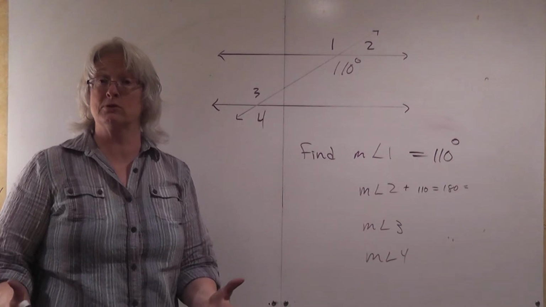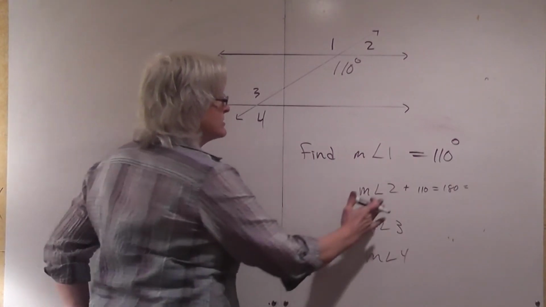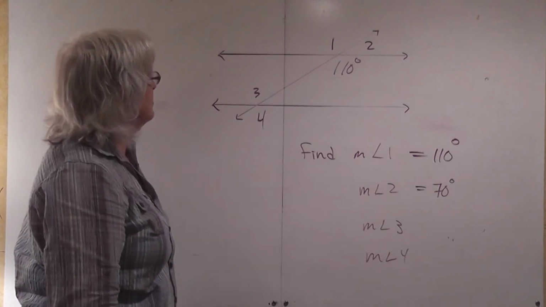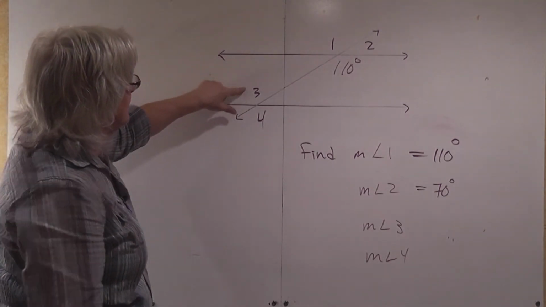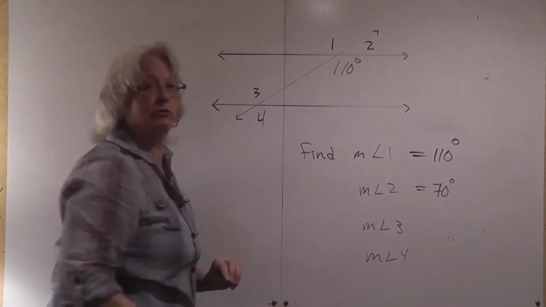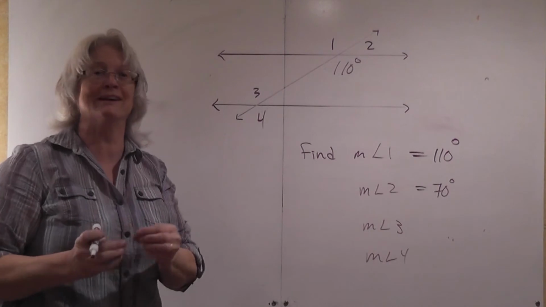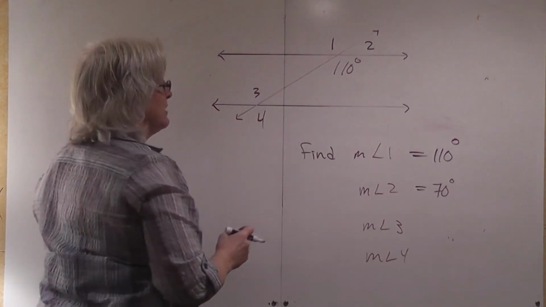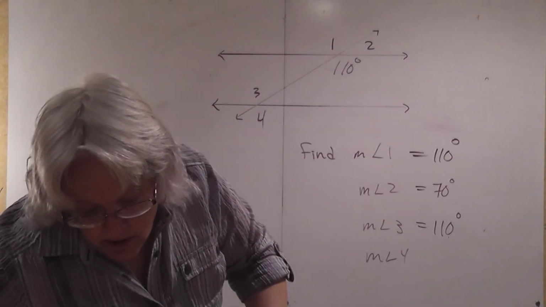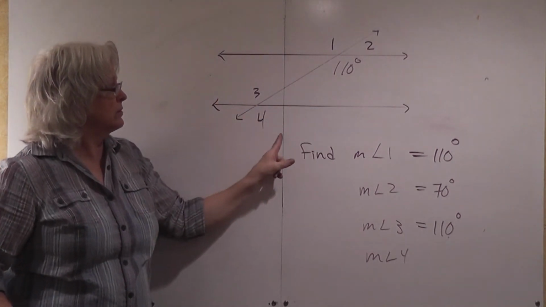So what does that tell us? That the measure of angle 2 has to be equal to? Well, you can calculate it if you need to, subtract 110 from both sides. But you see that the measure of angle 2 is 70 degrees. Now, what do we know about angle 3? Okay, well, we can say angle 3 and the angle that's measured 110 degrees, they're inside the railroad tracks, aren't they? They're on opposite sides of the transversal, so those are alternate interior angles, and they have the same measure. So the measure of angle 3 is also 110 degrees.